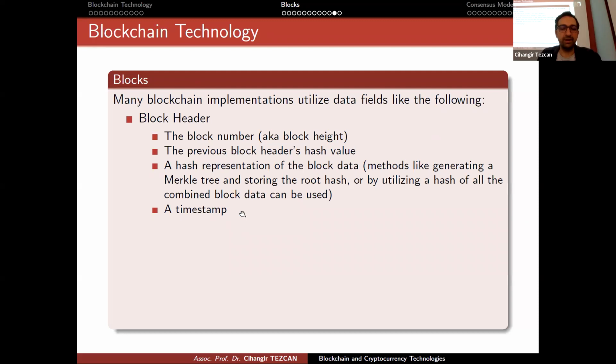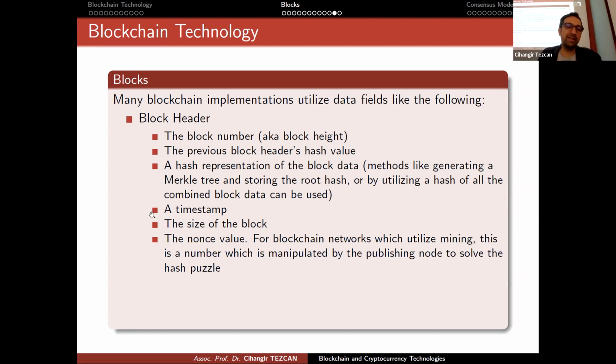It also contains a timestamp, generally in the Unix format, the size of the block, and the nonce value if it is a permissionless blockchain and the miners are using the proof of work consensus model. This nonce value is used for mining. In Bitcoin, this is a 32-bit value. So they actually try all of these 32-bit values, which can have 2 to the 32 different values. But performing 2 to the 32 hash operations takes less than a second. So this nonce is tried in a very fast way.